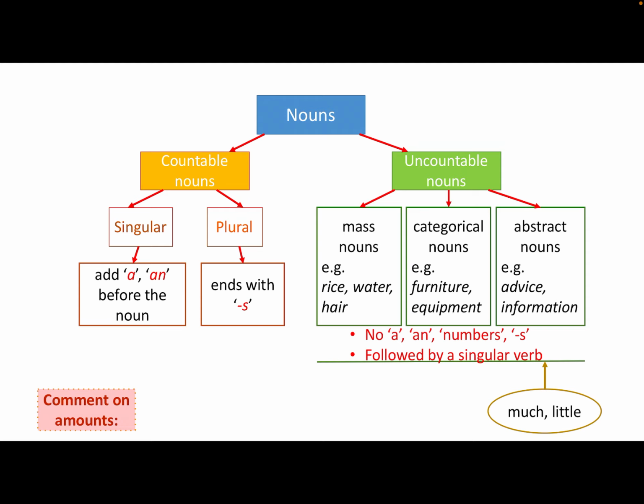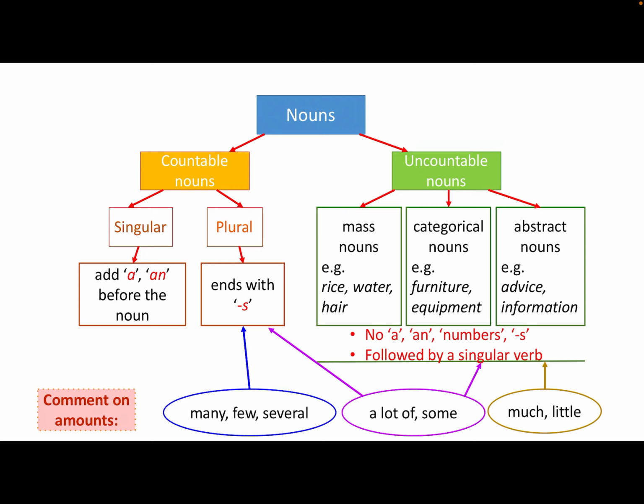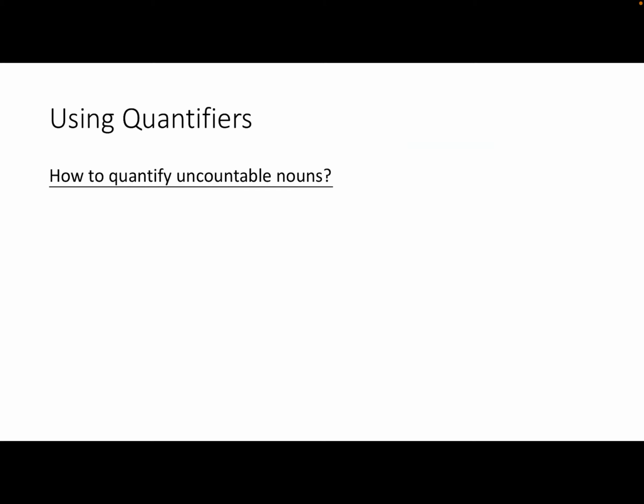When we want to comment on its amount, we will use it with much or little for uncountable nouns and many, few, several for countable nouns. Of course, there are some determiners that can be used for both countable and uncountable nouns, like a lot of and some.